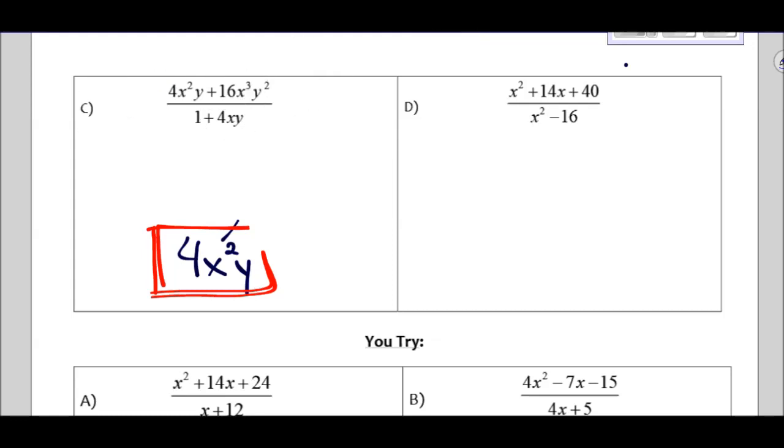The last one here involves factoring the top and the bottom. The bottom actually can be factored. So if you forget how to factor this, it's one of our special cases, but if you forget how to actually factor that, you can imagine a 0x in the middle of this.